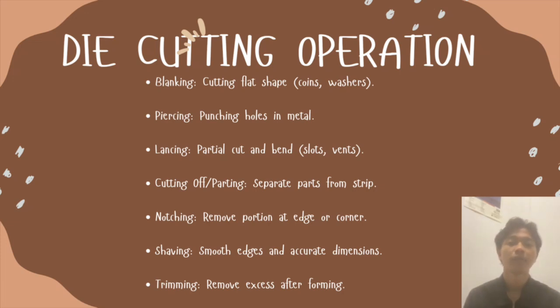Notching is used to remove a portion at the edge or corner of a sheet. Shaving provides smooth and accurate edges, while trimming removes excess material after forming. These processes work together to ensure the final product is accurate and high quality.